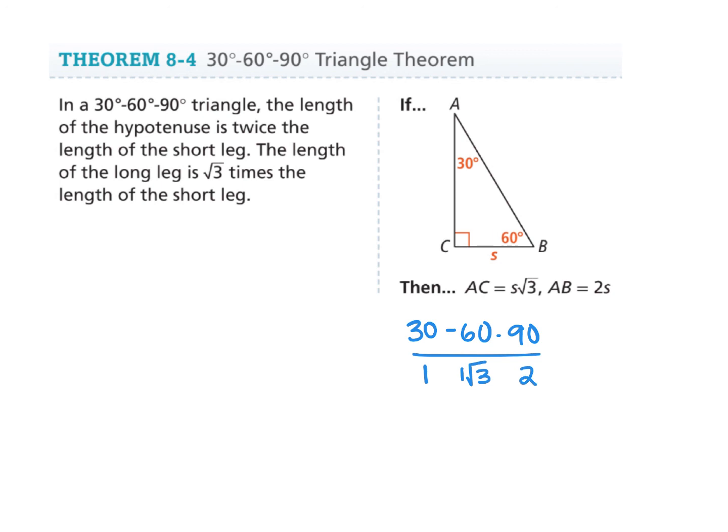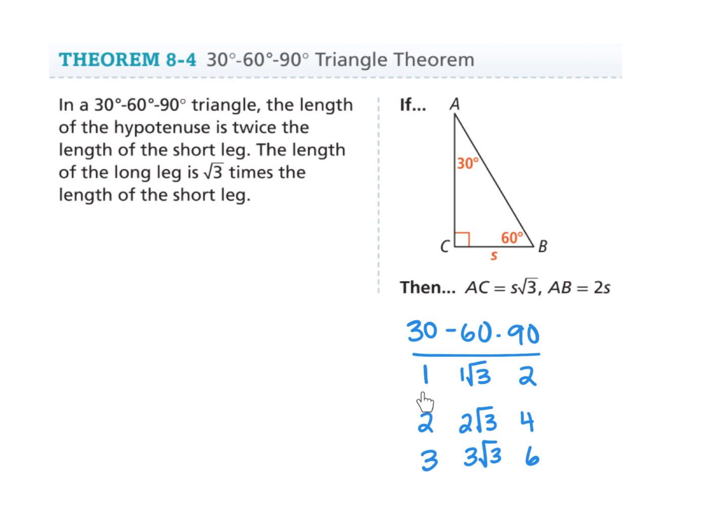So maybe across from the 30-degree angle, maybe it's not 1, maybe there's actually a side that's 2. That would mean that across from the 60-degree angle would be a side that is 2 times the square root of 3. And then across from the 90-degree angle, we would have a side that's 2 times 2, which is 4. Or if we went up to maybe 3 for the short leg, then the long leg is 3 root 3, and the hypotenuse is 3 times 2, which is 6. And we can work off of this pattern here.